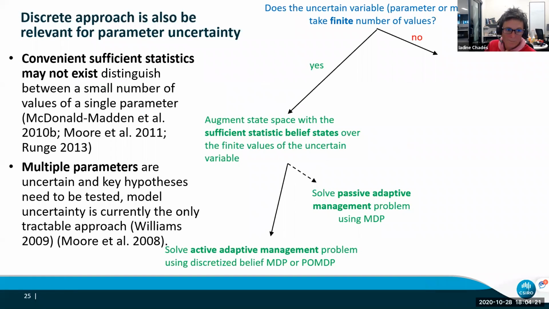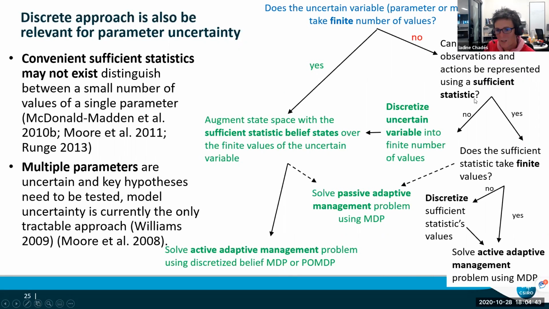All right, so we've shown how to solve an active adaptive management problem using a discretized belief MDP in the context of model uncertainty. This discrete approach is also relevant for parameter uncertainty, and we talked about that. It's particularly convenient when we don't have sufficient statistics, and we can discretize our uncertain variable into a finite number of values and then go back to basically model uncertainty. So it's a nice switch here. I just wanted to highlight that. And it's done a lot in the literature, and you can check all of these papers if you're interested.